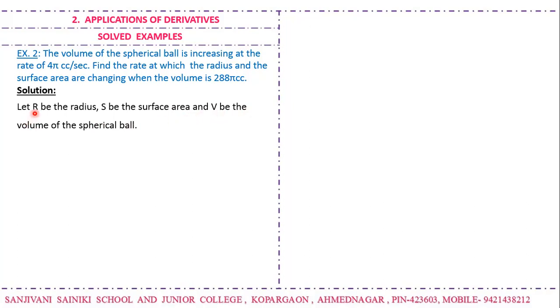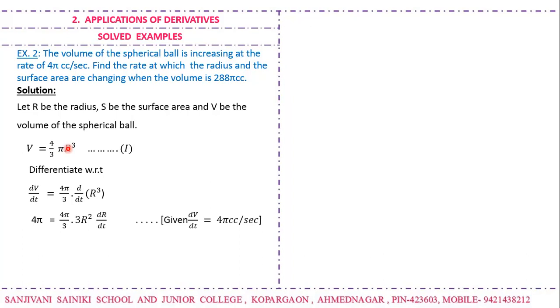Now radius is R centimeter. So what is the volume? 4 by 3 pi R cube. And what is its derivative with respect to t? 4 by 3 pi as it is. Derivative of R cube with respect to t is 3R square dr by dt. Now what is given? It is given that the volume is increasing at the rate of 4 pi cubic centimeter. So dV by dt is given 4 pi cubic centimeter per second.